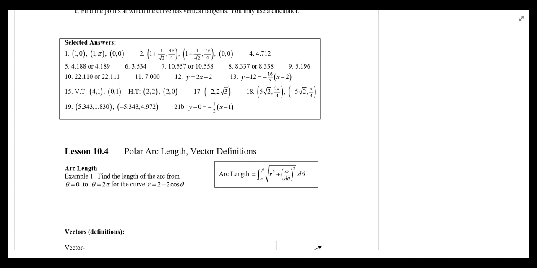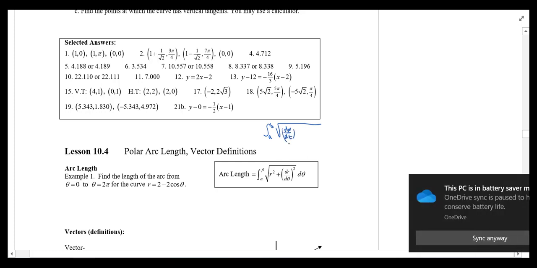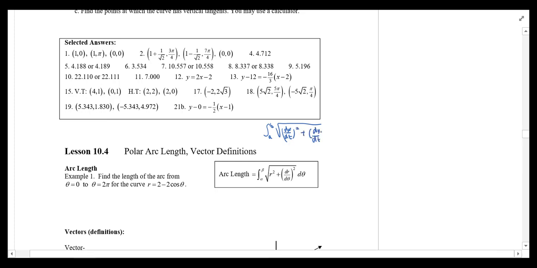So the last topic in the polar realm is this thing about arc length. You see this formula here, and it does look very similar to the other arc length formula that you hopefully would have remembered. Remember the parametric one? Integration of a to b, square root of dx dt all squared, and then dy dt all squared dt.